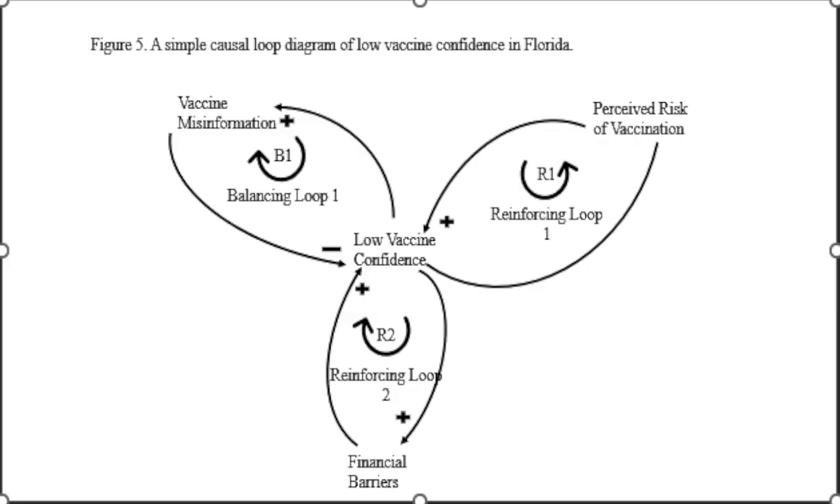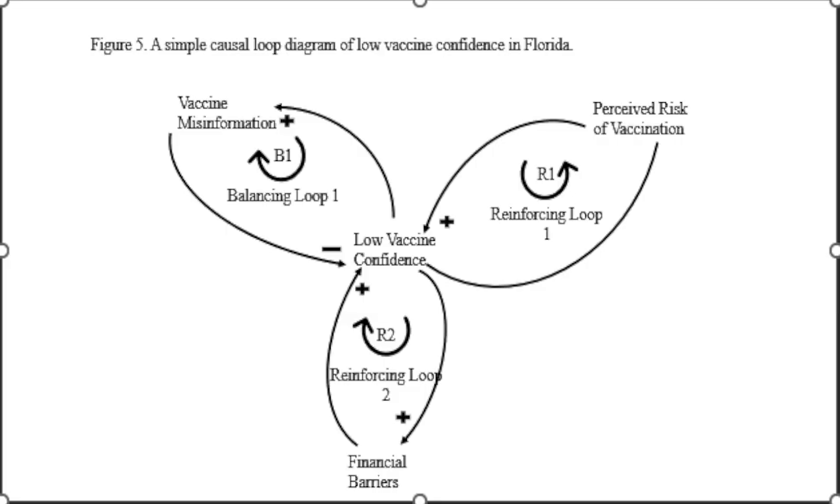Just like the first loop, this one is also reinforcing. The more financial pressure people feel, the lower their confidence becomes. And the lower confidence means that they're even less likely to invest their time or money in any sort of vaccination. Again, we see a cycle that can worsen without targeted support.